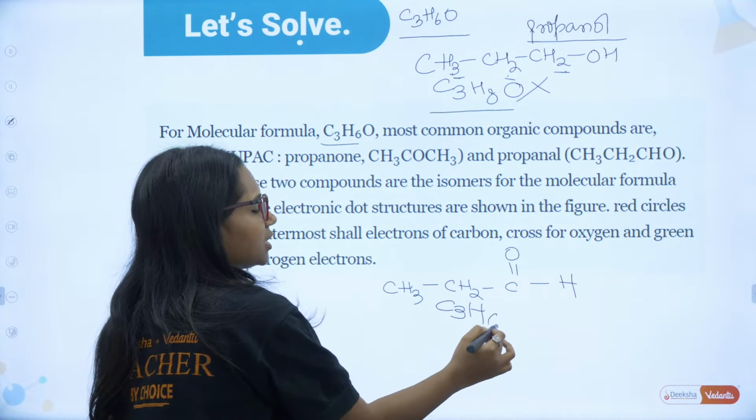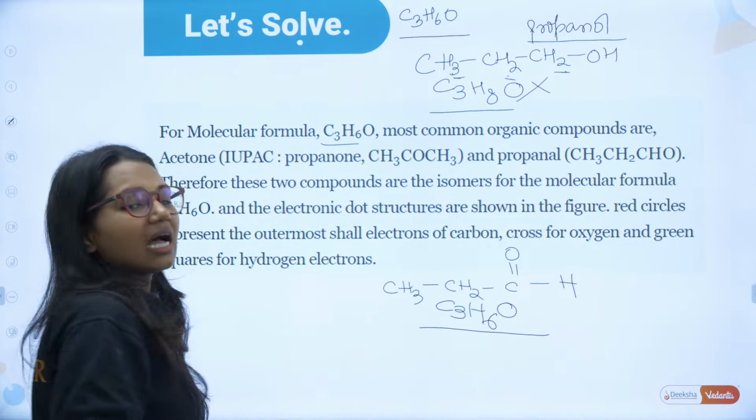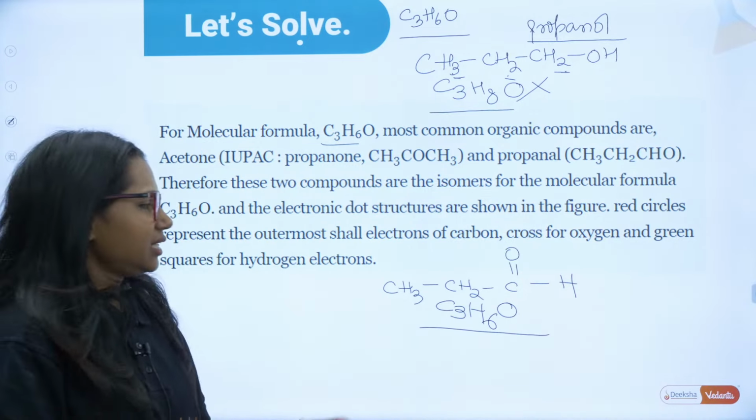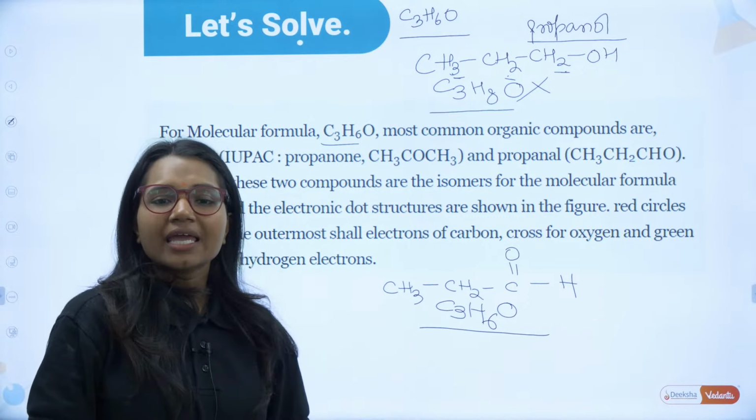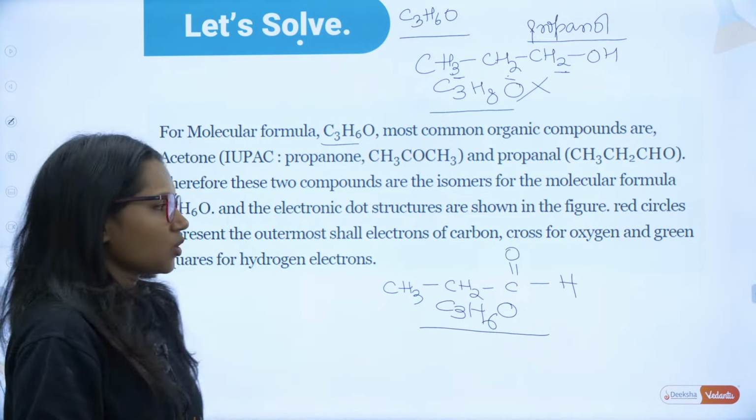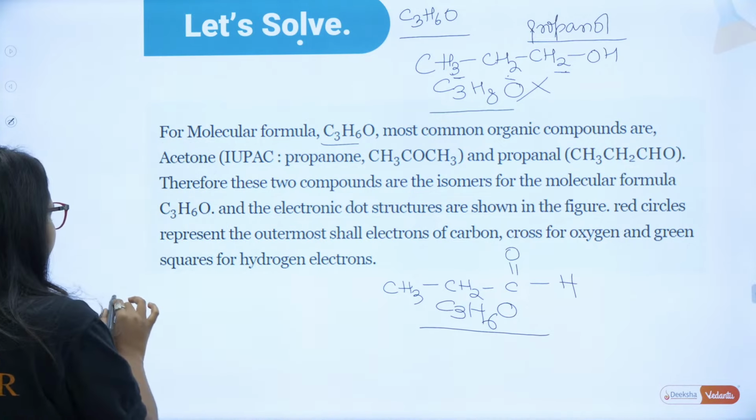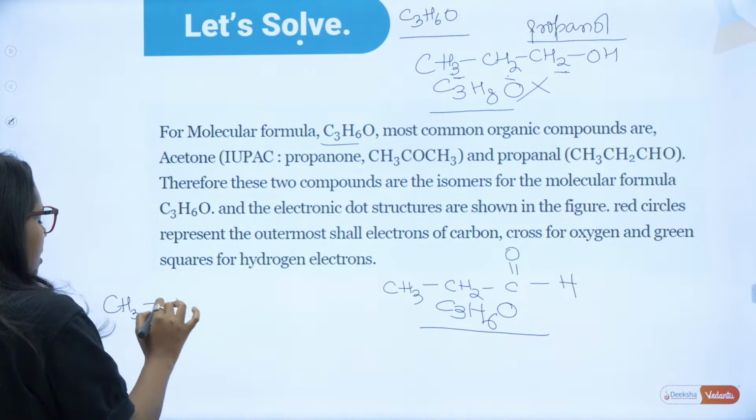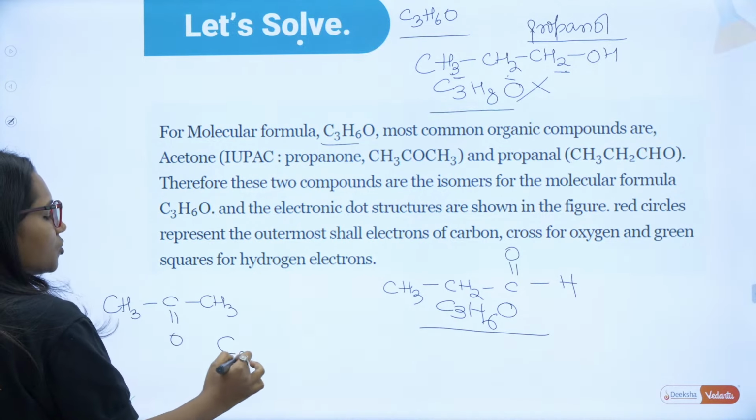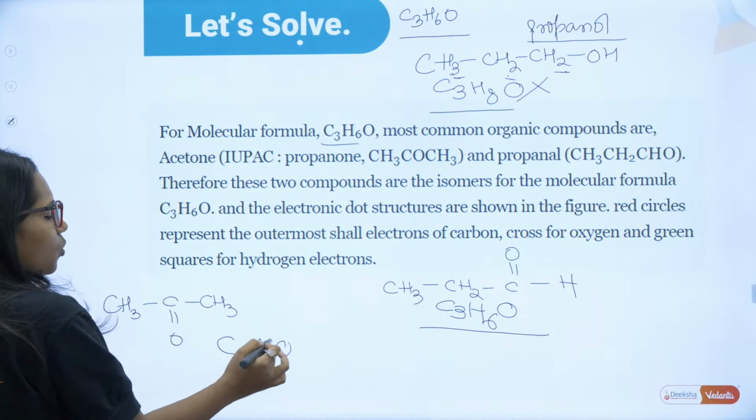C3H6O. It means that we have found the correct compound. C3H6O can be propanal. Okay. Now let's try to write the ketone. CH3, C double bond O, CH3. This compound is also C3H6O.